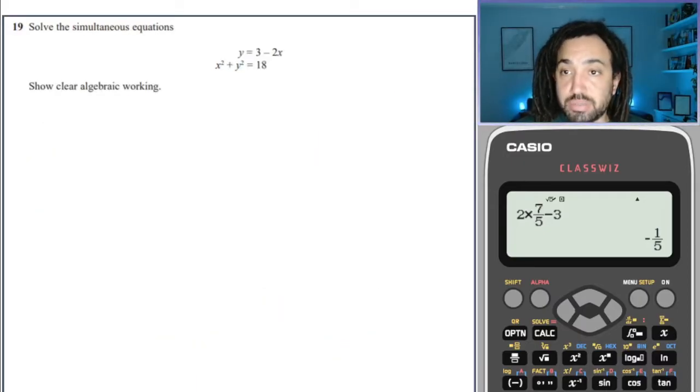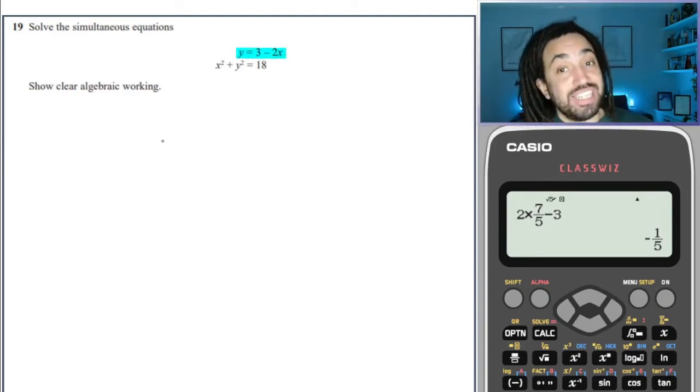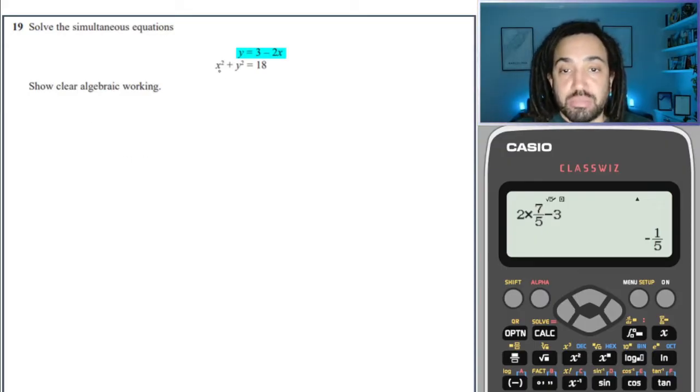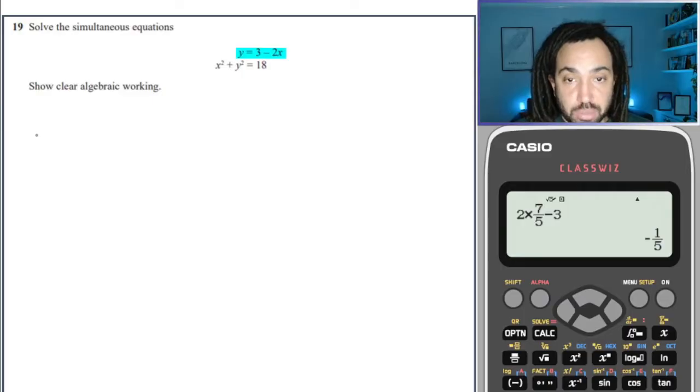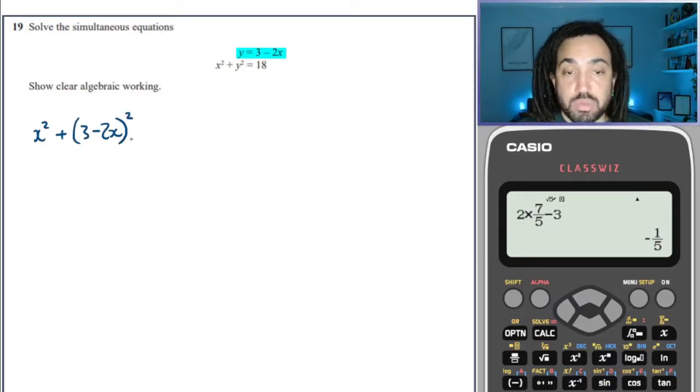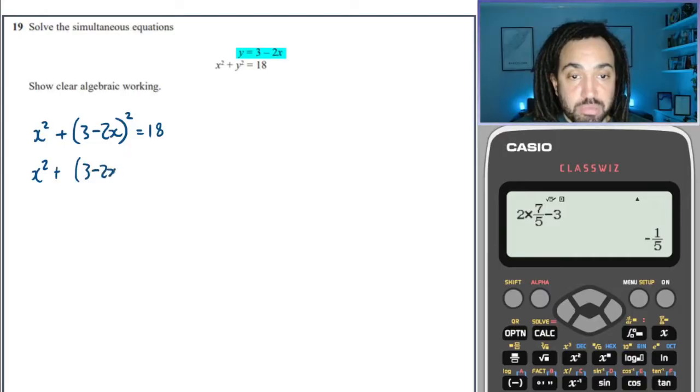Question 2 is the same deal as last time, relatively easy because we have one of the variables as the subject in the linear equation. We've got y equals something x. So that means we can just substitute straight into the quadratic one. So I write the quadratic one out, x squared plus, but then for y, we swap it out for 3 minus 2x. And because it's y squared, we have to square that. And that equals 18. We're then going to have to multiply out this double bracket, because it's a squared bracket, so it's times by itself.